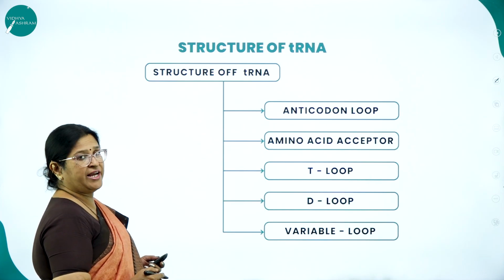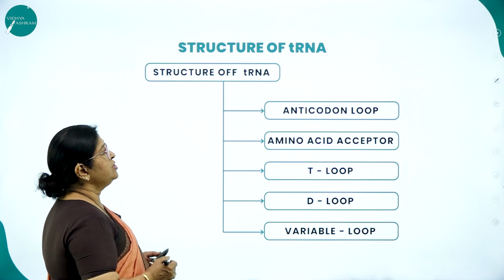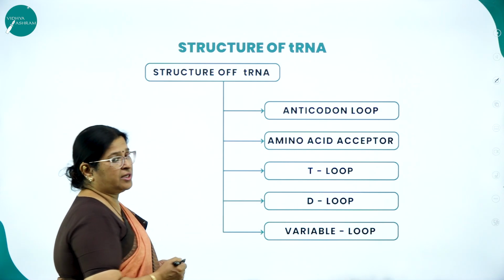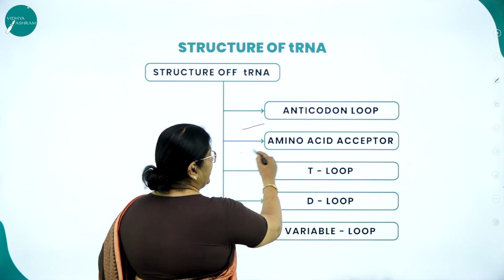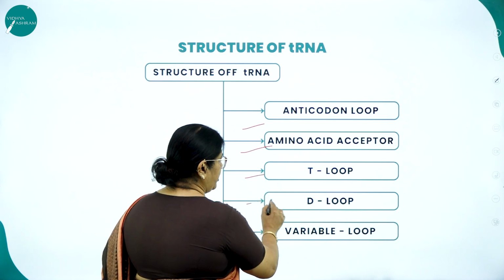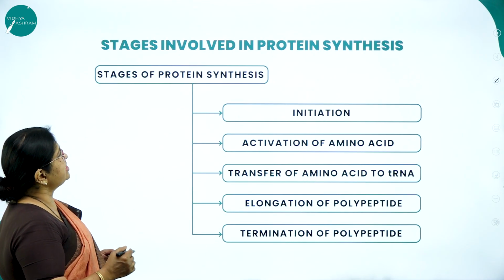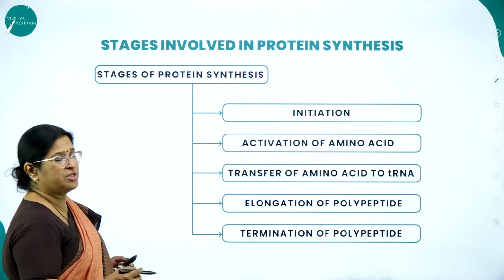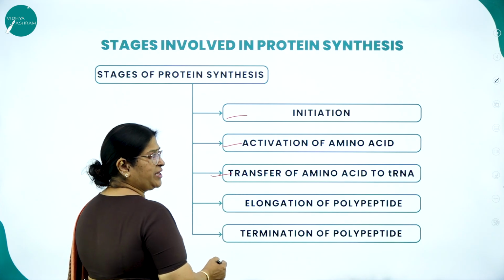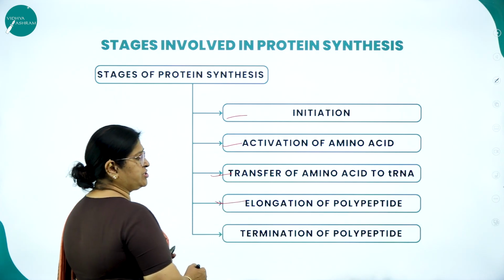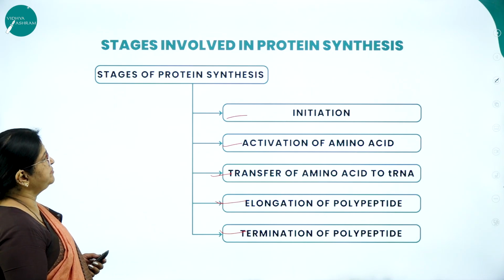Then the structure of tRNA. As we know, tRNA is also called the adapter molecule. The cloverleaf model of tRNA includes the anticodon loop, amino acid acceptor, T loop, D loop and variable loop. Then the stages of protein synthesis include initiation, activation of amino acid, transfer of amino acid to tRNA, elongation of polypeptide and termination of polypeptide.